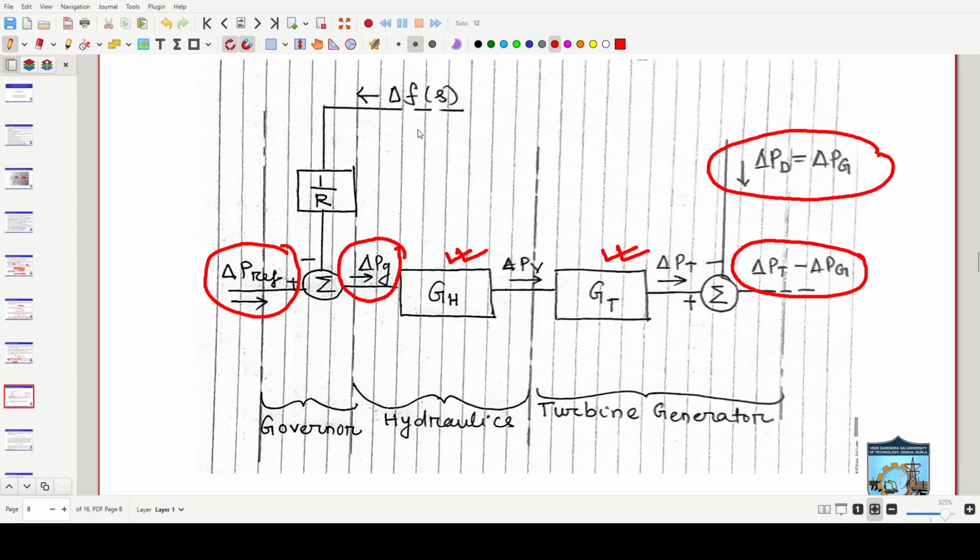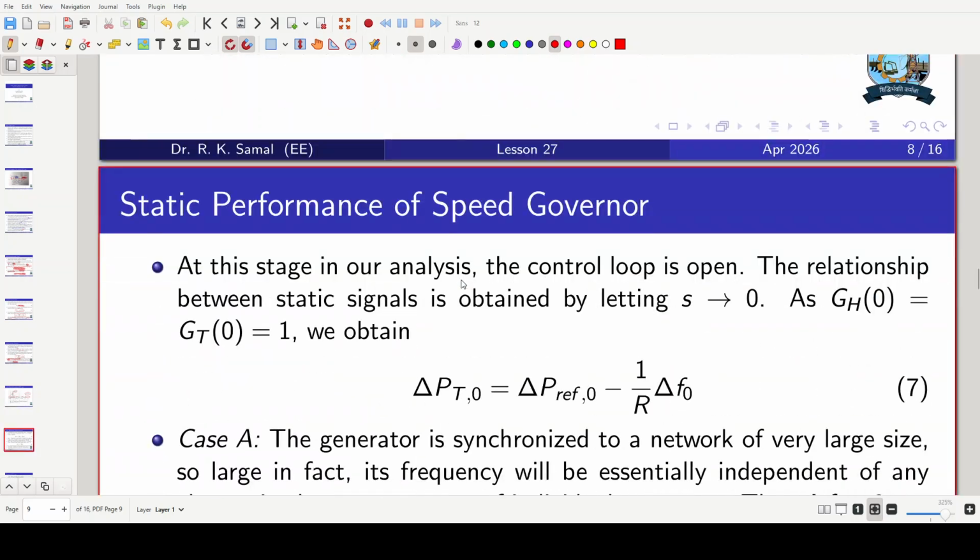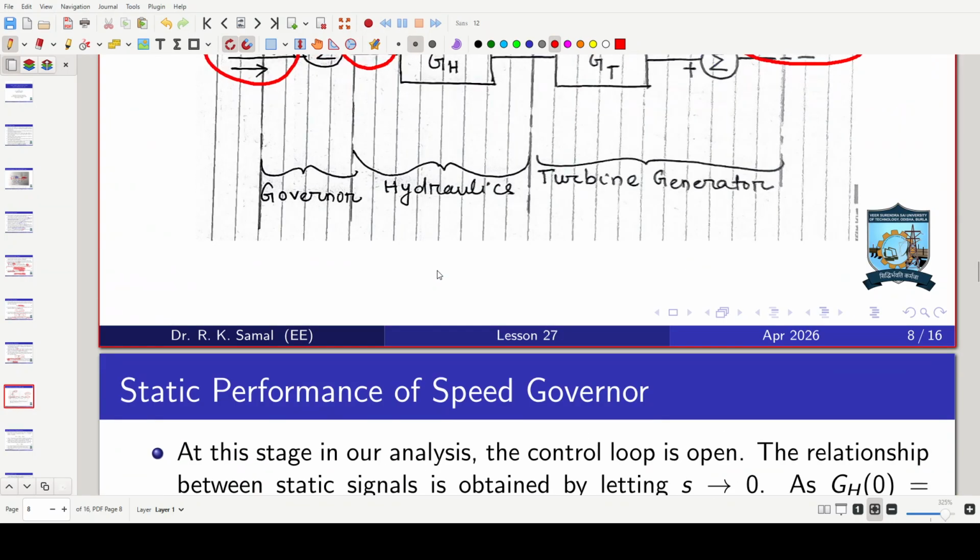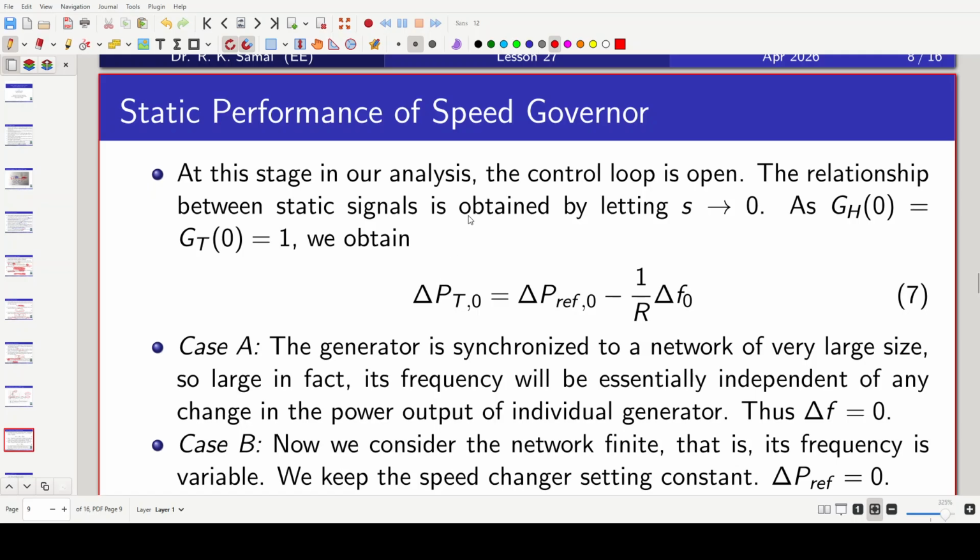And the quantity that is sensed here is the frequency, and this frequency, by means of this regulation or the frequency regulation, is converted into the governor power that we have been discussing. Okay. So what is the static performance of the speed governor?